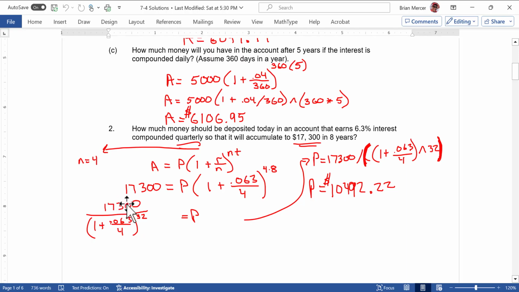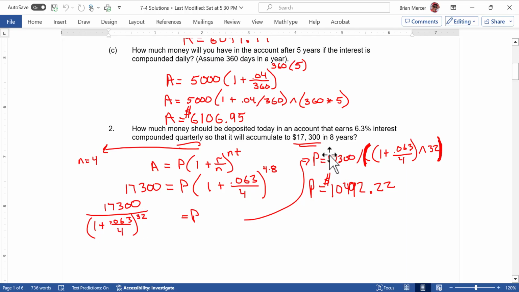So if you looked at this line right here, and you divided both sides by this mess, I cleaned it up a little bit, 4 times 8 is 32. So if you divide both sides by this whole mess to get P by itself, now this line reads that P is 17,000 divided by all that ugly mess: 1 plus 0.063 over 4, raised to the 32nd power.